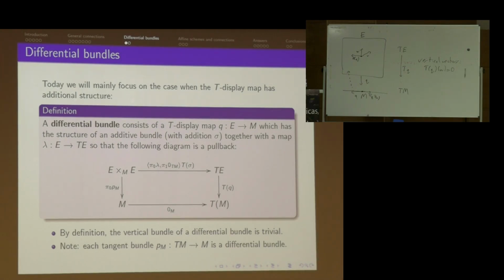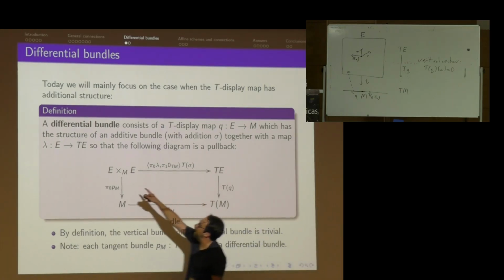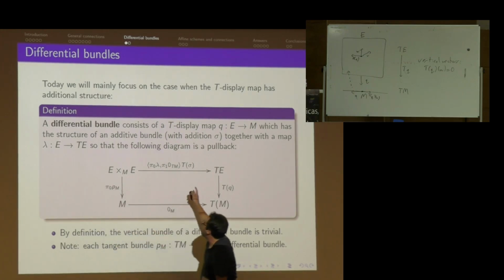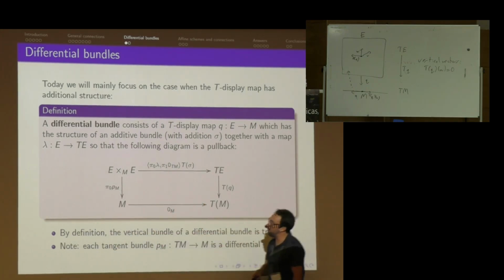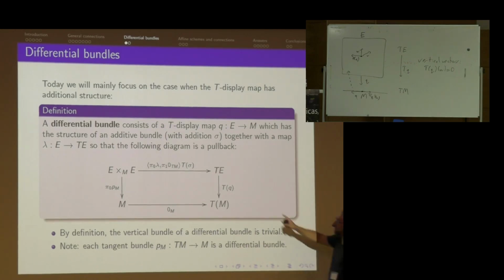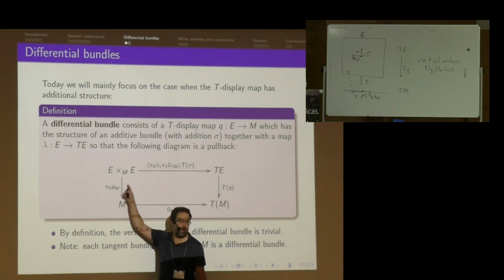I think these are quite important, and you'll see why. What we call differential bundles. This is a definition of Robin and I from 7 years ago. So a differential bundle is going to be a t-display map, so it has all these pullbacks. But additionally, it has a lift map from E to T of E, and this diagram here is a pullback, which looks similar to the pullback diagram in tangent categories. That's exactly expressing what the vertical vectors look like.